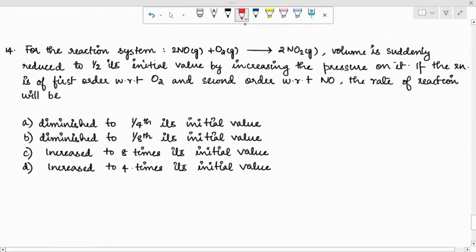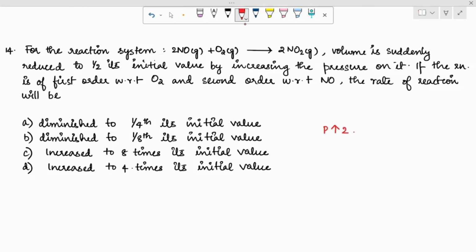Next question. For the reaction, again a reaction is given. Volume is reduced to half its initial value by increasing the pressure on it. So when they say that volume is reduced in a gaseous system, of course, the pressure is going to increase. How much will the pressure increase? So if the volume is reduced by half, the pressure will increase 2 times. The total pressure is going to increase 2 times. Okay. If the reaction is of first order with respect to O2 and second order with respect to NO, the rate of the reaction will be very easy.